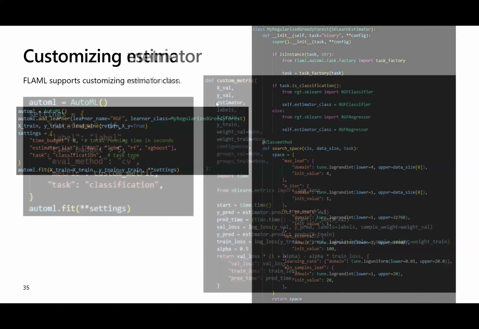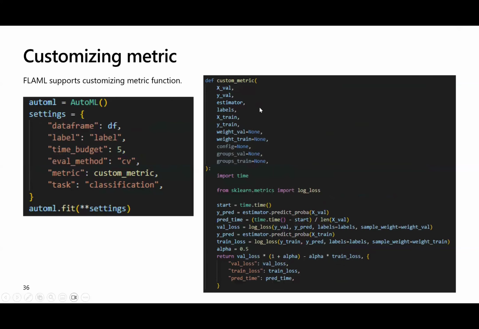To customize a metric, if you want to use a better metric for your own case, you can also do it. This is the input. You will always have all of this input as the parameters of the customized metric function, but you don't need to use all of this information. In this case, we didn't use the config, groups value and groups train, and we will use log loss to compute the loss.